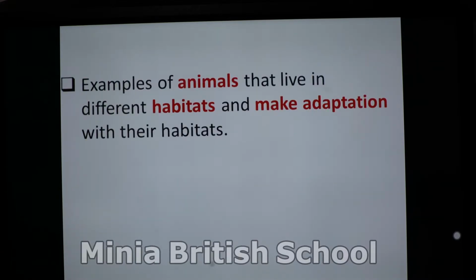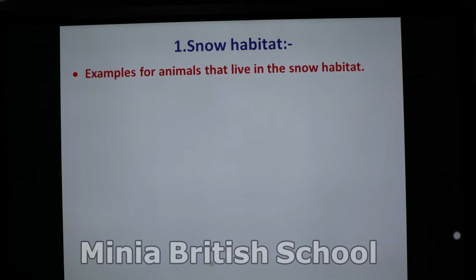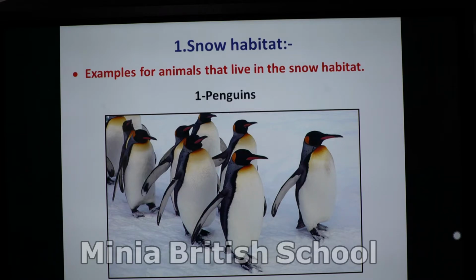Now, I will talk about some examples of animals that live in different habitats and make adaptation with their habitats. First, snow habitat. Examples for animals that live in the snow habitat. Do you know this animal? It's penguin. Yes, penguin. Penguin can live in snow. But snow is very cold. How can penguins adapt or make adaptation with the snow? Try to think. Look at the picture and try to think.